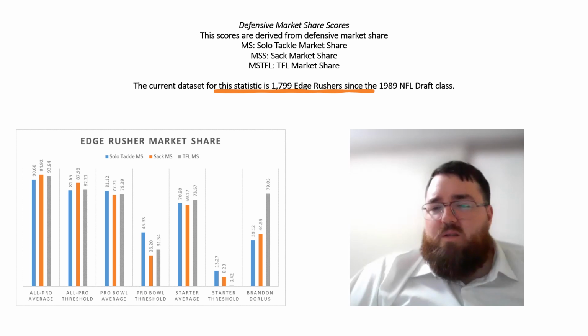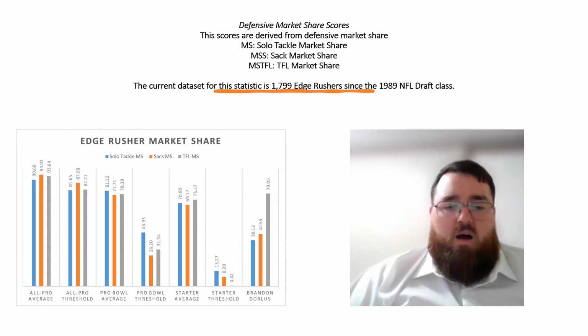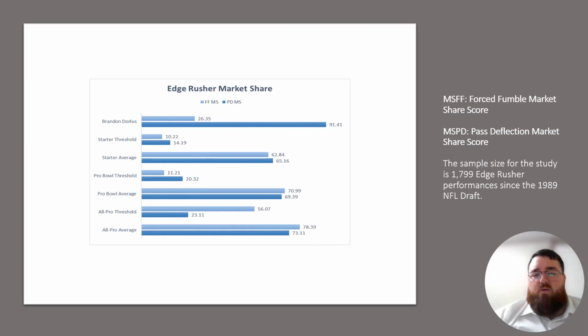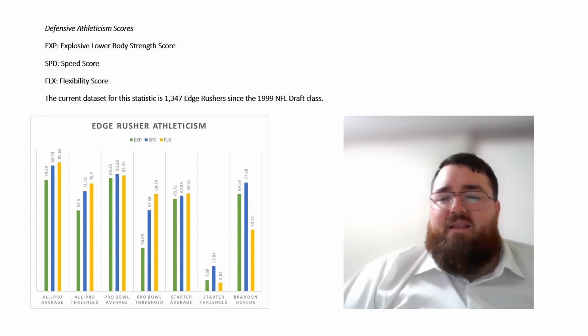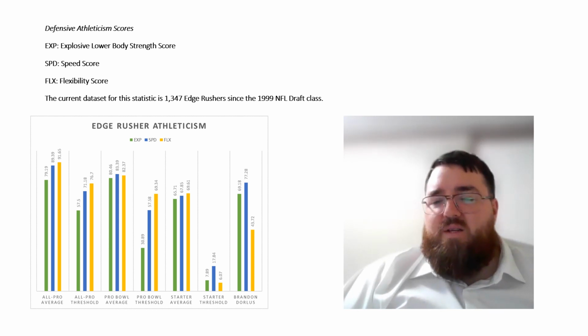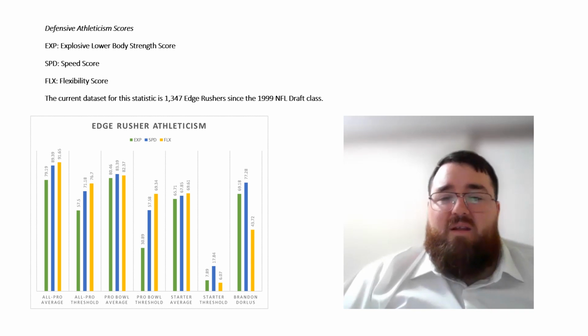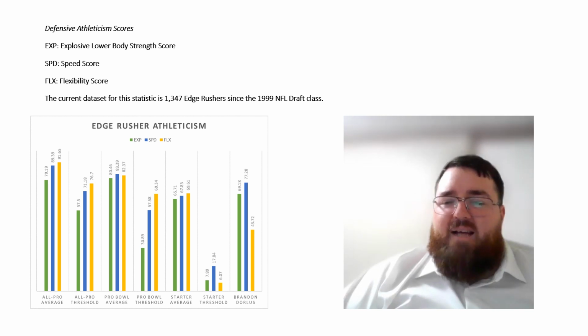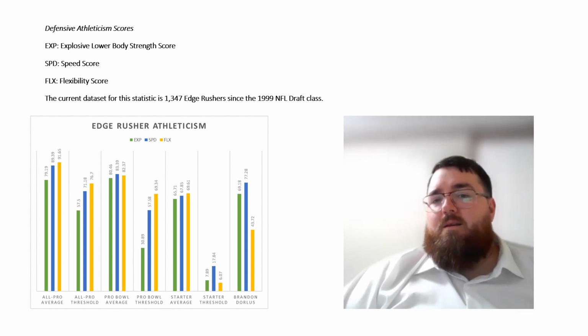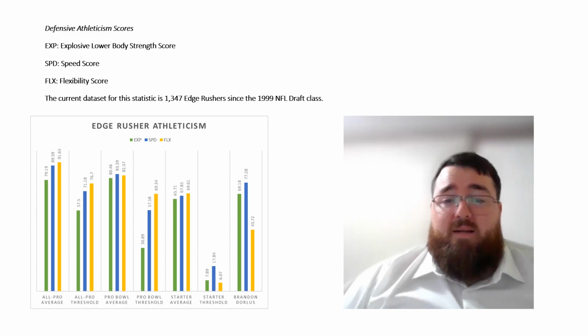Taking a look at Brandon Dorless based on his overall data, he had 39 percentile solo tackle data, 44 percentile sack data, and 79 percentile in terms of tackles for loss. Decent tackle for loss data, but not quite there in terms of solo tackles and sacks. When you look at his other efficiency data, he did really good in terms of pass deflection market share, not so hot in terms of forced fumble market share. And when you look at his athleticism traits, he does have above average explosiveness and above average speed, but his flexibility is off at 43 percentile. So he is an explosive, fast, stiff defensive tackle or interior defensive line prospect in many ways.